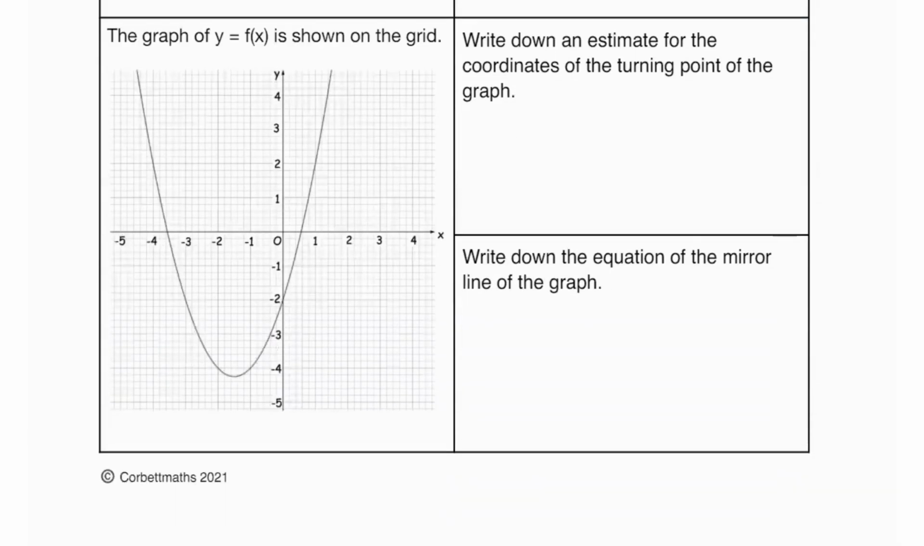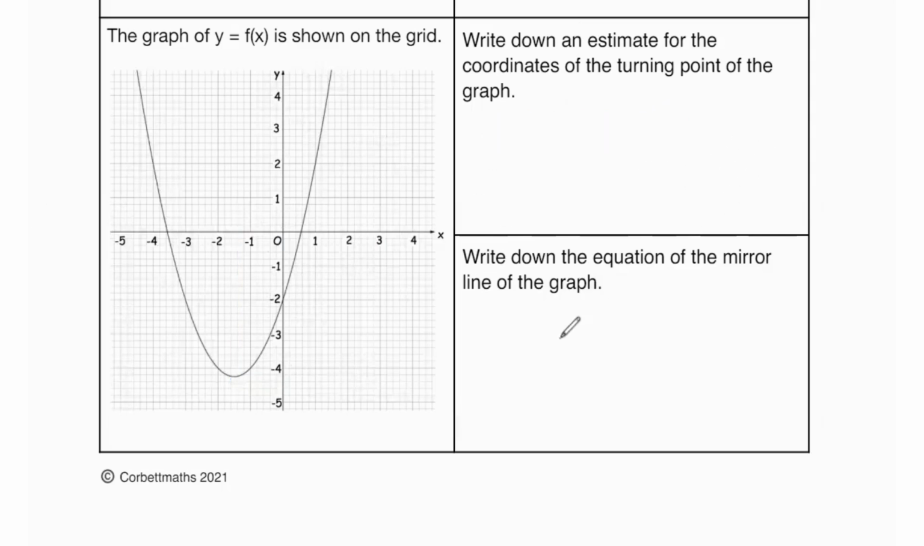Then it says write down an estimate for the coordinates of the turning point of the graph. So we have this quadratic graph. Turning point is basically this thing over here. So my estimate would be -1.5 for x, and y is -4.2. Yeah, approximately.